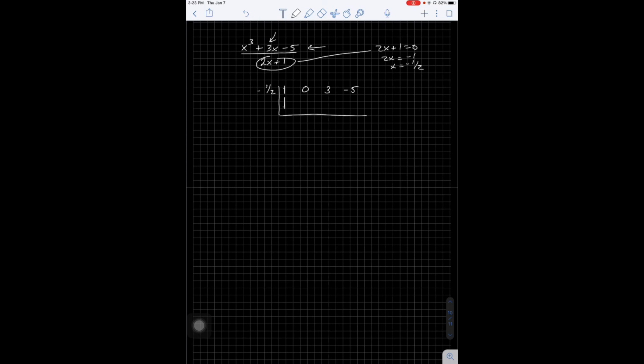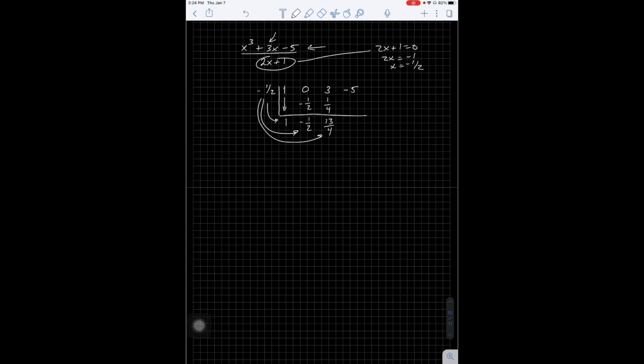Algorithm goes like this. 1 comes down. The -1/2 multiplies by the 1. Then I combine these two. 0 and a -1/2 is a -1/2. Okay, -1/2 times -1/2 is a +1/4. 3 plus 1/4, I'm getting a common denominator, and I'm going to get 13/4 when I add that up.